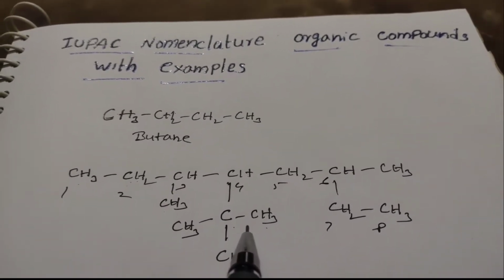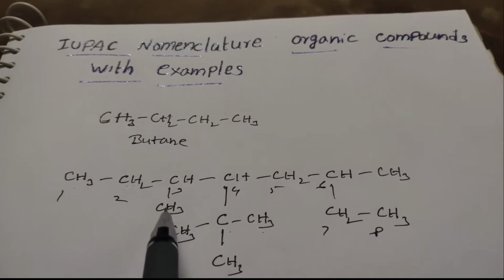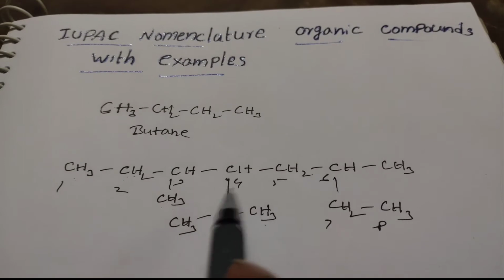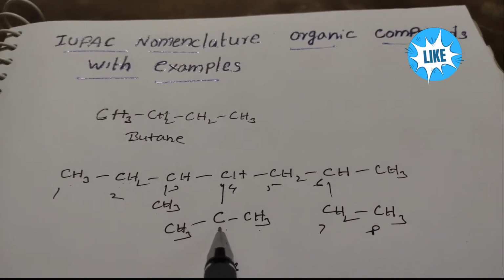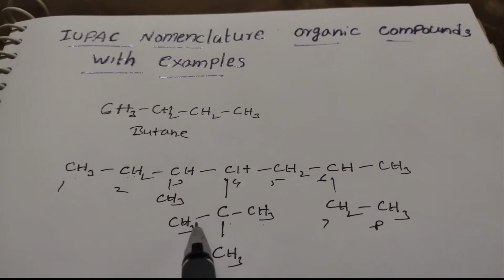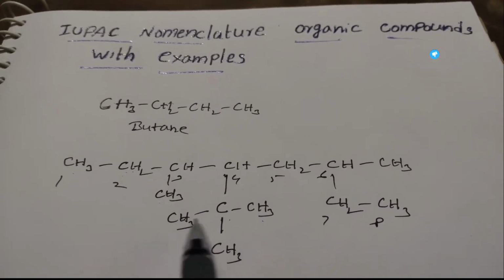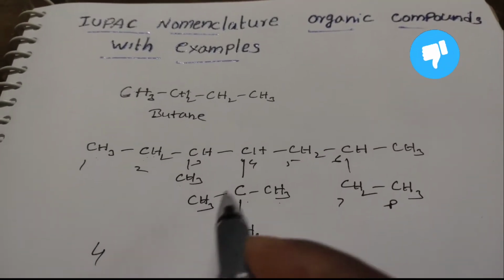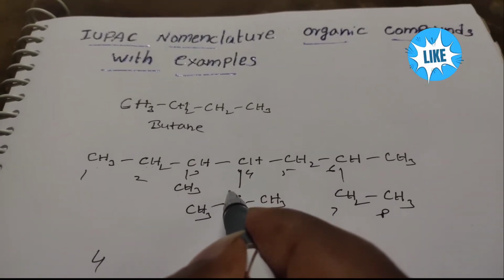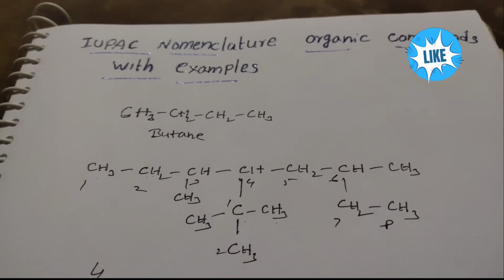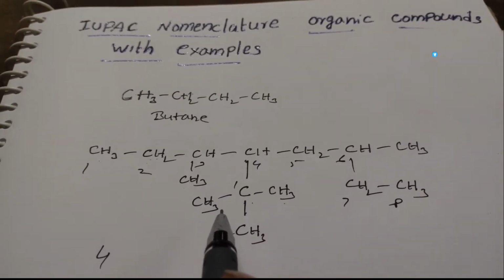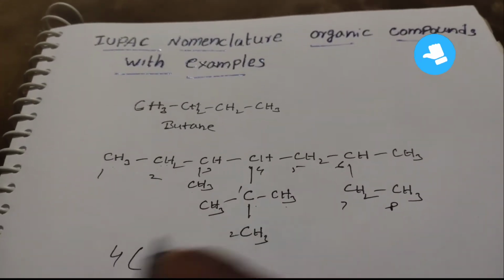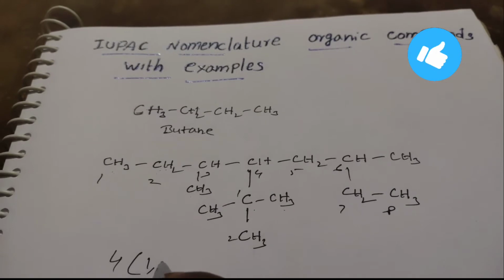So the root word is oct. The third and sixth positions have substitutions, and the fourth position also has a substitution, and that substitution has a side chain. So what is the naming of the compound? First of all, I am writing the fourth position. What is present here? 1, 1, 2, and in the fourth position the first carbon has methyl groups, 1, 1.